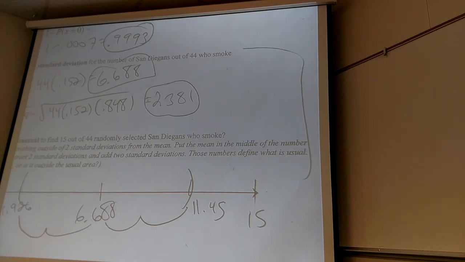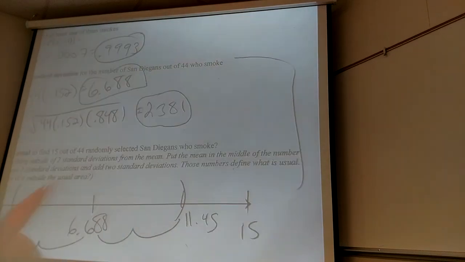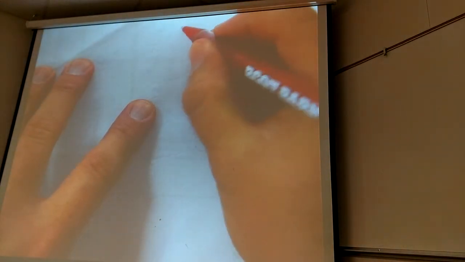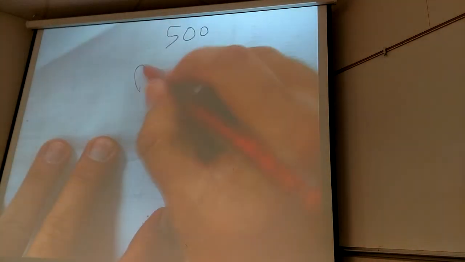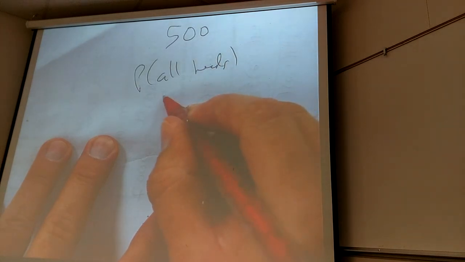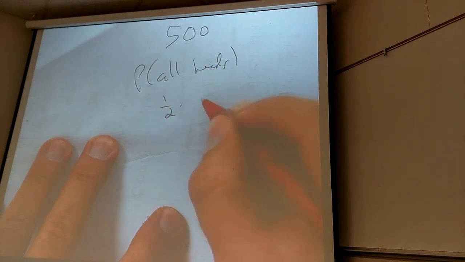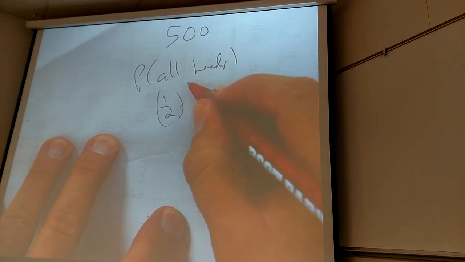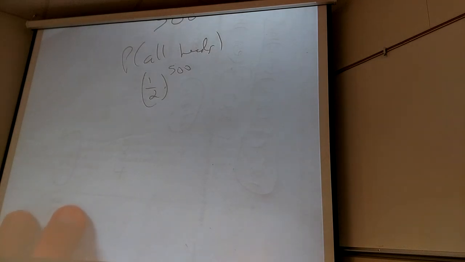In fact, you guys know how to calculate that. If I flip a coin 500 times, what's the probability they're all heads? What's the probability the first one's heads? 50%. The second one's heads? How many of those are you going to have in a row? Is that mathematically equal to 0?